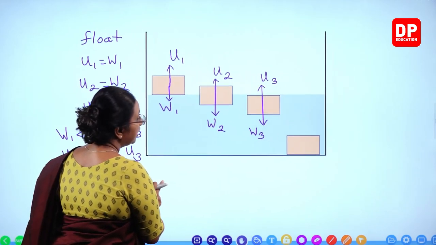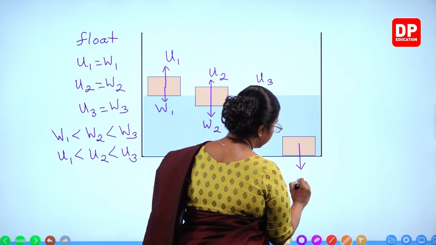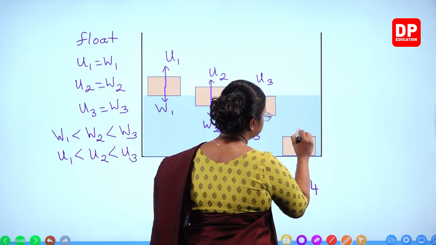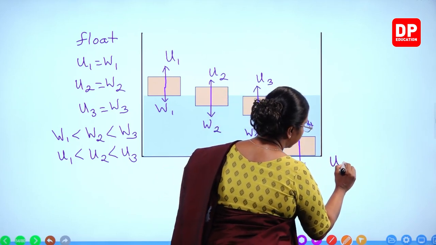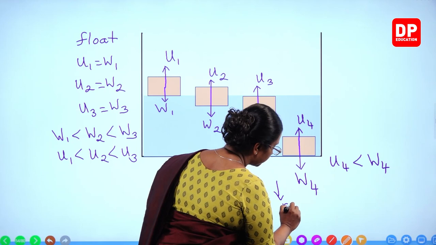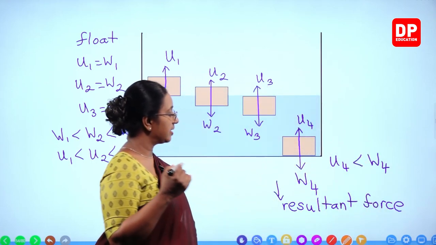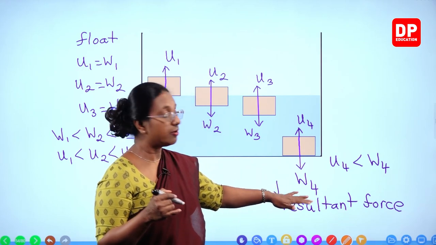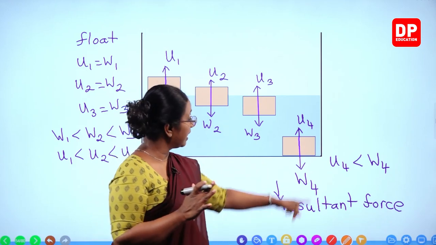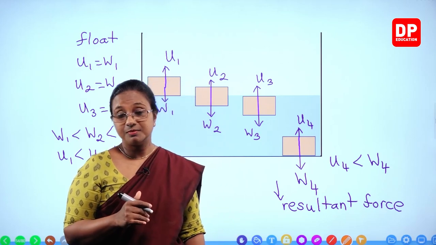But in this fourth instance, the object sinks. So here, of course, the object sinks in water. That is because if you take the upthrust and weight of the object, upthrust is less than the weight of the object. So there is a resultant force downwards, because the weight is more. That is why the object goes down, and when it is resting on the surface of the container, the surface of the container exerts a reaction. That is why it is in equilibrium. So the weight is equal to both the upthrust and the reaction exerted by the surface.